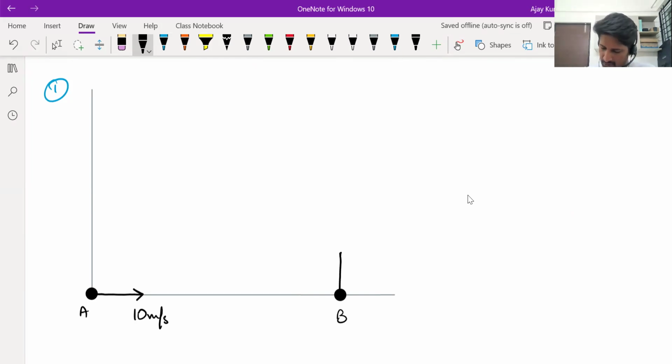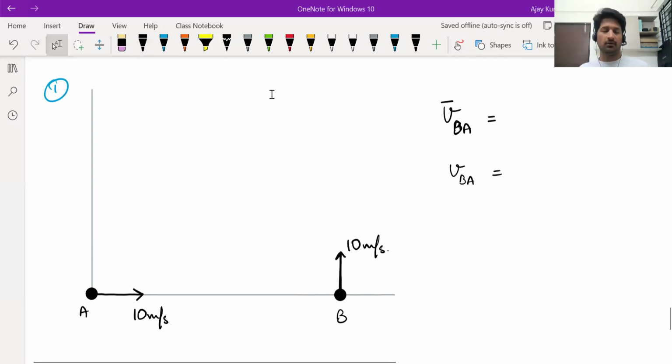You can say towards north with a constant speed of 10 meters per second itself. So you know their speeds, you know the direction in which they are moving. Calculate velocity of B with respect to A, and also speed of B with respect to A, velocity and speed.